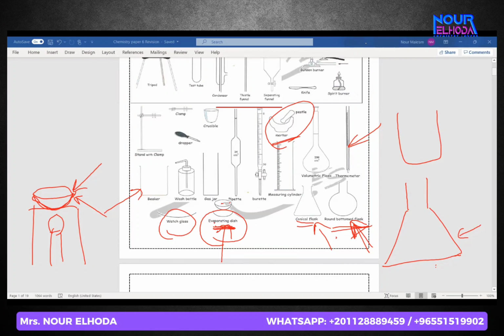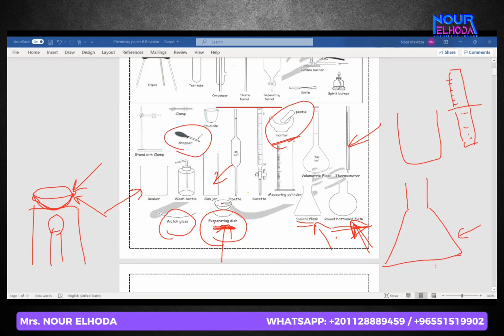Okay. What about the gas jar? The gas jar is the same as the one we were using today for the bromine experiment. It's used only to collect the gas, like when we put the bromine and the air inside. But you cannot measure the volume of the gas. It doesn't have any numbers, so I cannot measure the volume. I just keep gases in. That's the gas jar.